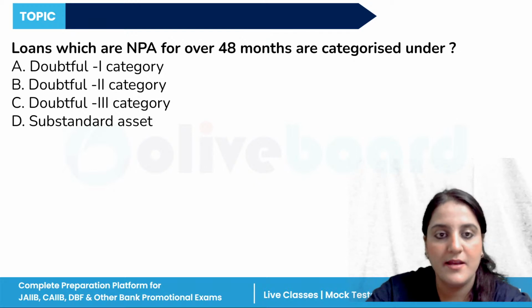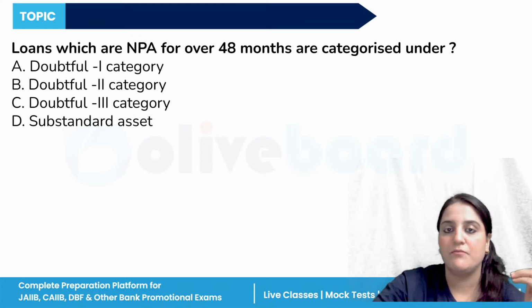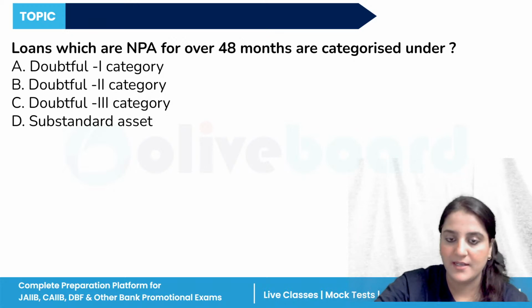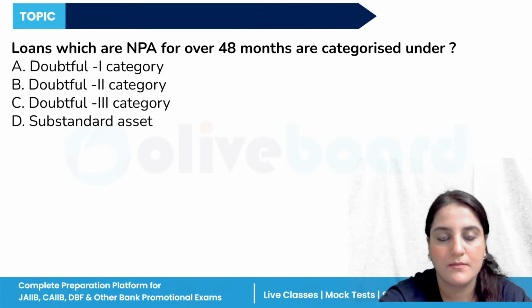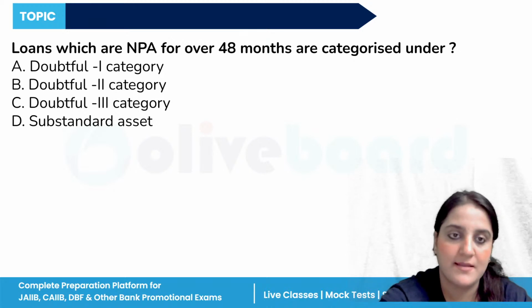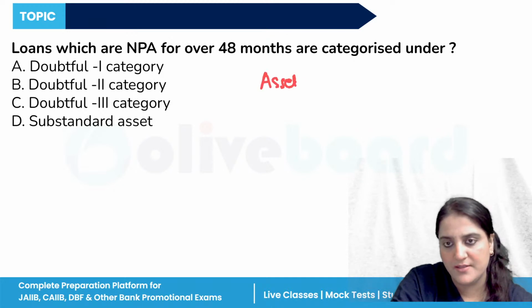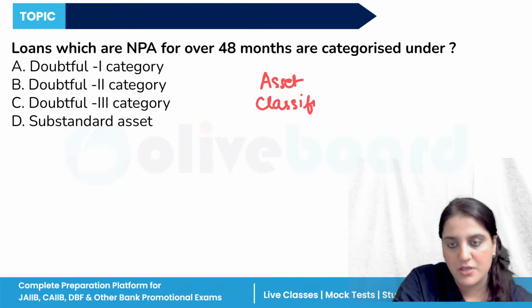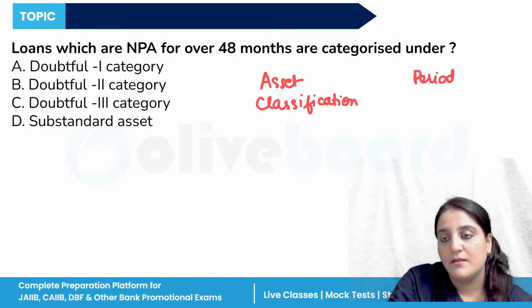And then the next question: loans which are NPA for over 48 months are categorized under which category? If we talk about the current provisioning in respect of non-performing assets, we can say, you will see this is the asset classification and the period as NPA.